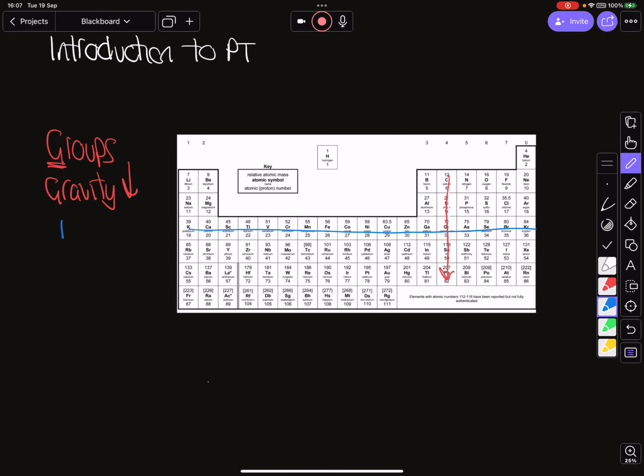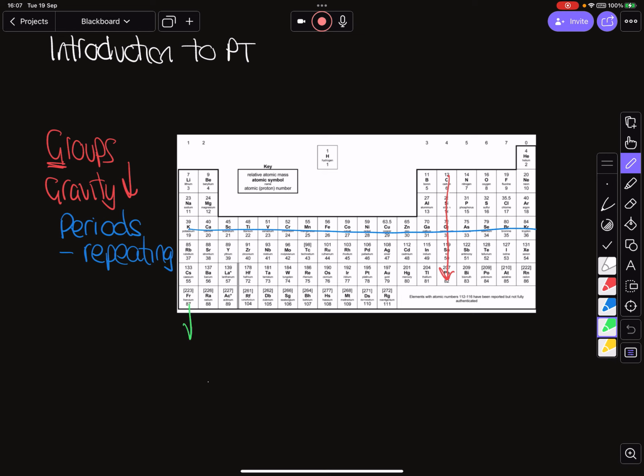The reason they're called periods has to do with the fact that the properties of each row repeat periodically. So as you go down from row to row, you'll see similar properties. So that's where the word period comes from, because of the repeating properties. Okay, we then have something whereby we give certain groups names.